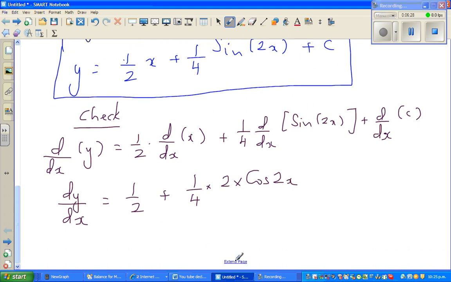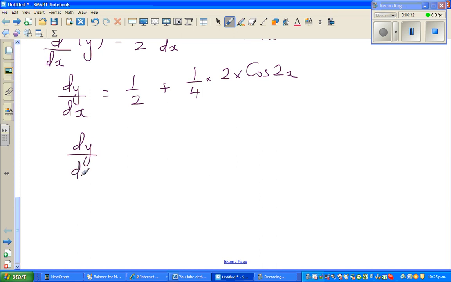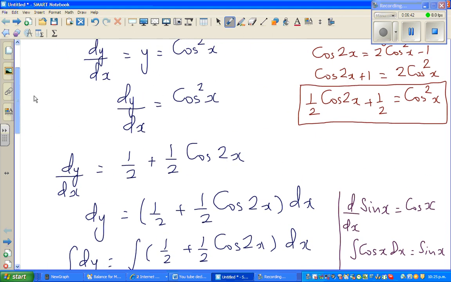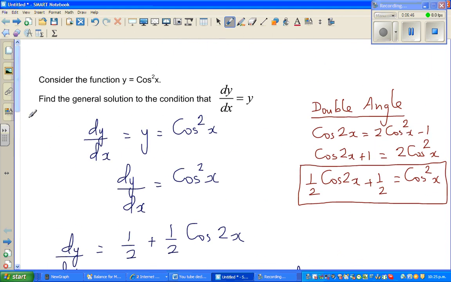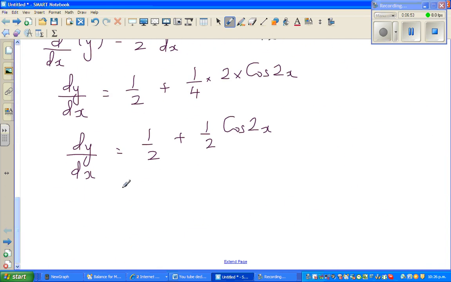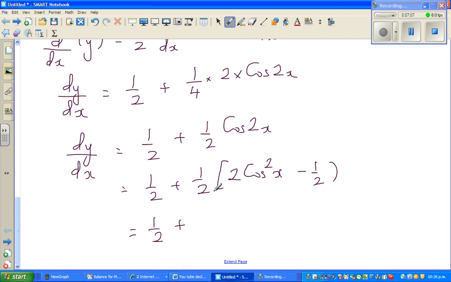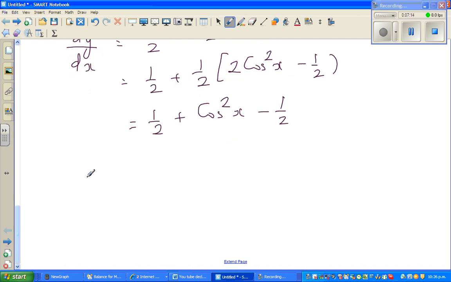So we're almost there. dy by dx is half plus half times cos 2x. So we saw cos 2x here. Cos 2x, the double angle, is 2 cos squared x minus 1. So in place of cos 2x, I can write 2 cos squared x minus 1. So this is half plus half times 2 cos squared x minus half. So this is nothing but half plus half times 2, which is 1, that is cos squared x, minus half. So the half and half get cancelled, so dy by dx is equal to cos squared x.